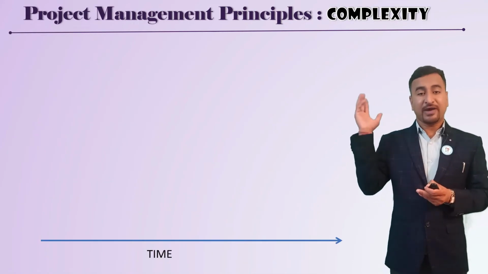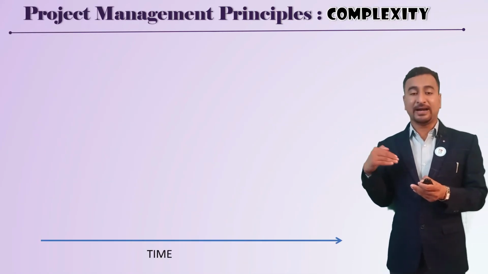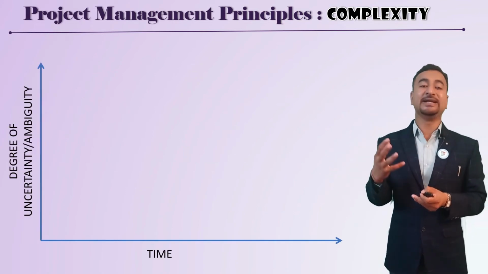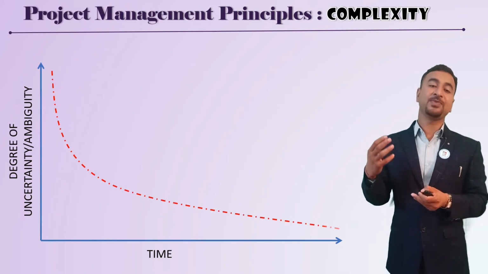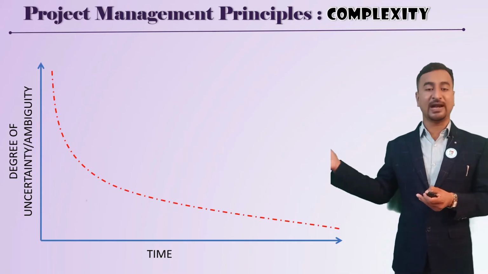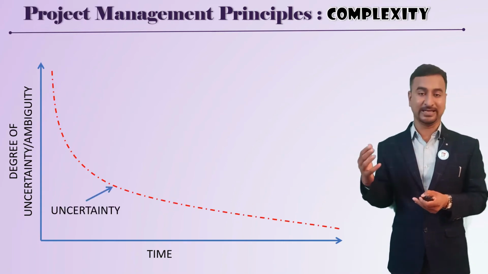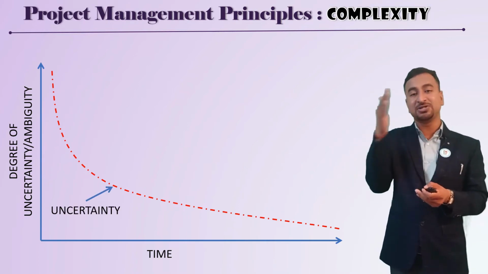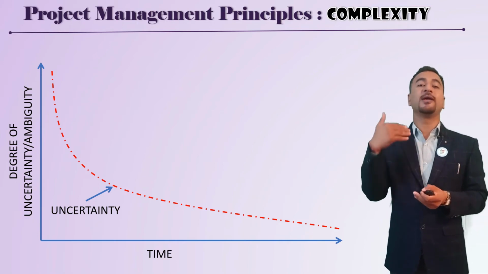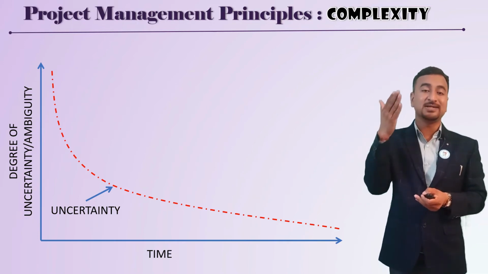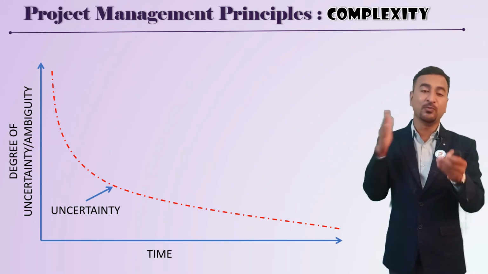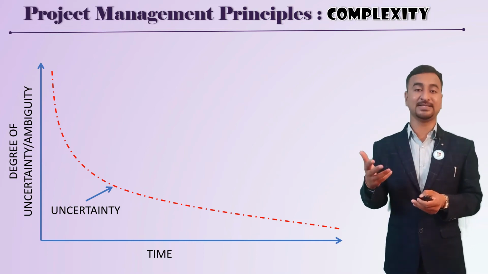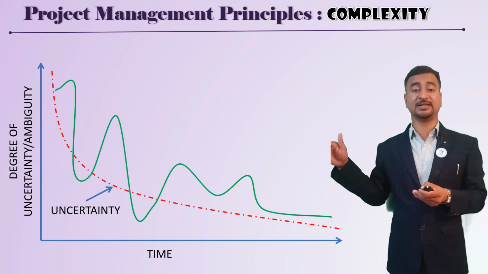If I wanted to explain this by a diagram, the x-axis is time and the y-axis is the degree of uncertainty or ambiguity. If you check the dotted red line, that indicates the uncertainty. In your project, as time comes, from initiation to closing, you get more clarity. So your uncertainty is reduced when your project moves from initiation to closing, because things get clear and you get more certainty, right?